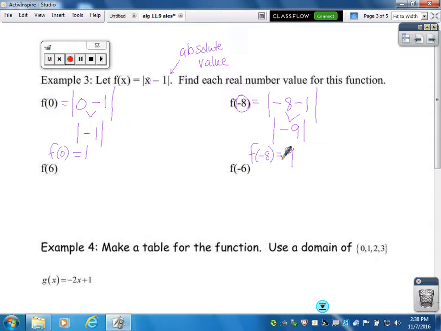Again, pause it, see if you can do the other two before me. If you can't, just stick right here and listen to the rest.